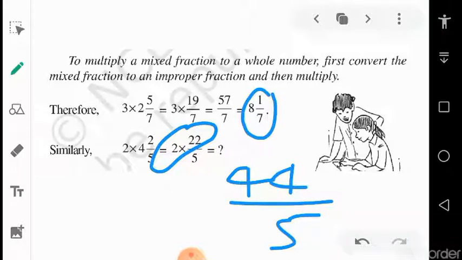and we will keep the denominator as it is, and in the denominator 5 will remain. So multiplying 22 by 2 we get 44 upon 5, and this is the answer.